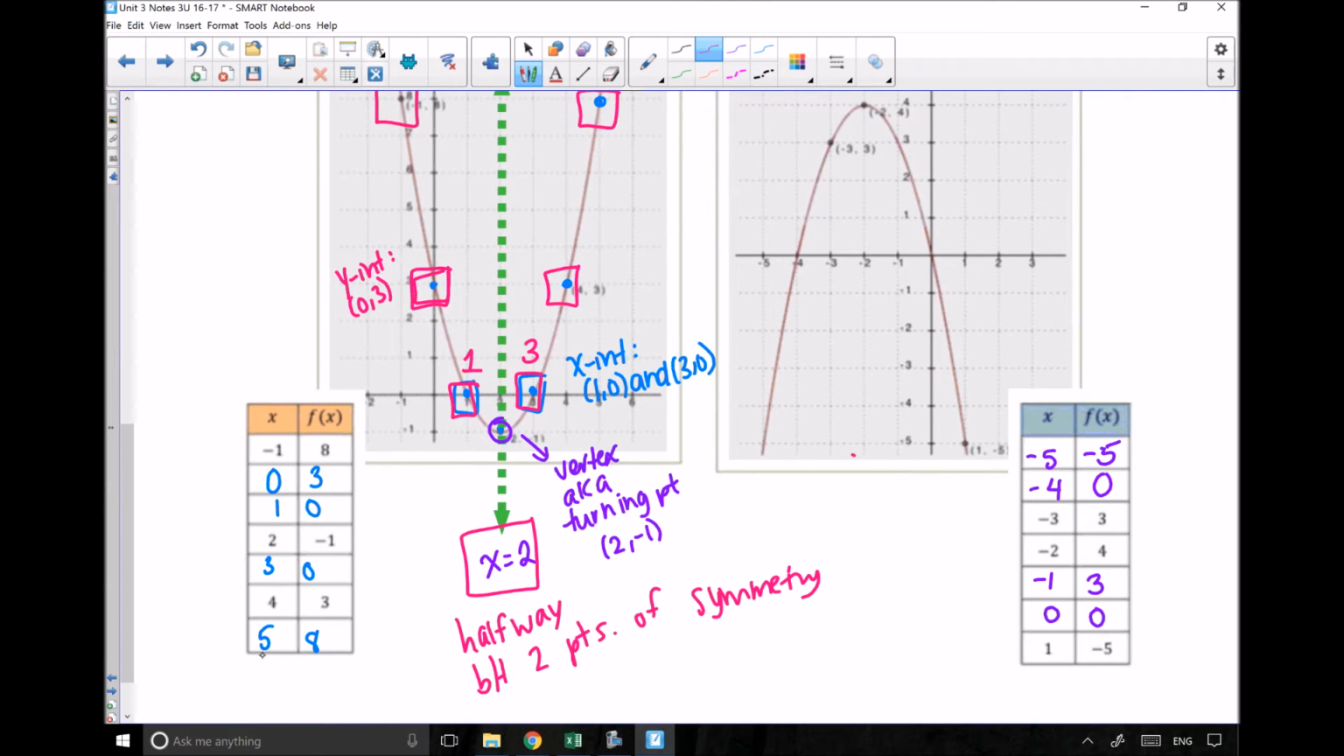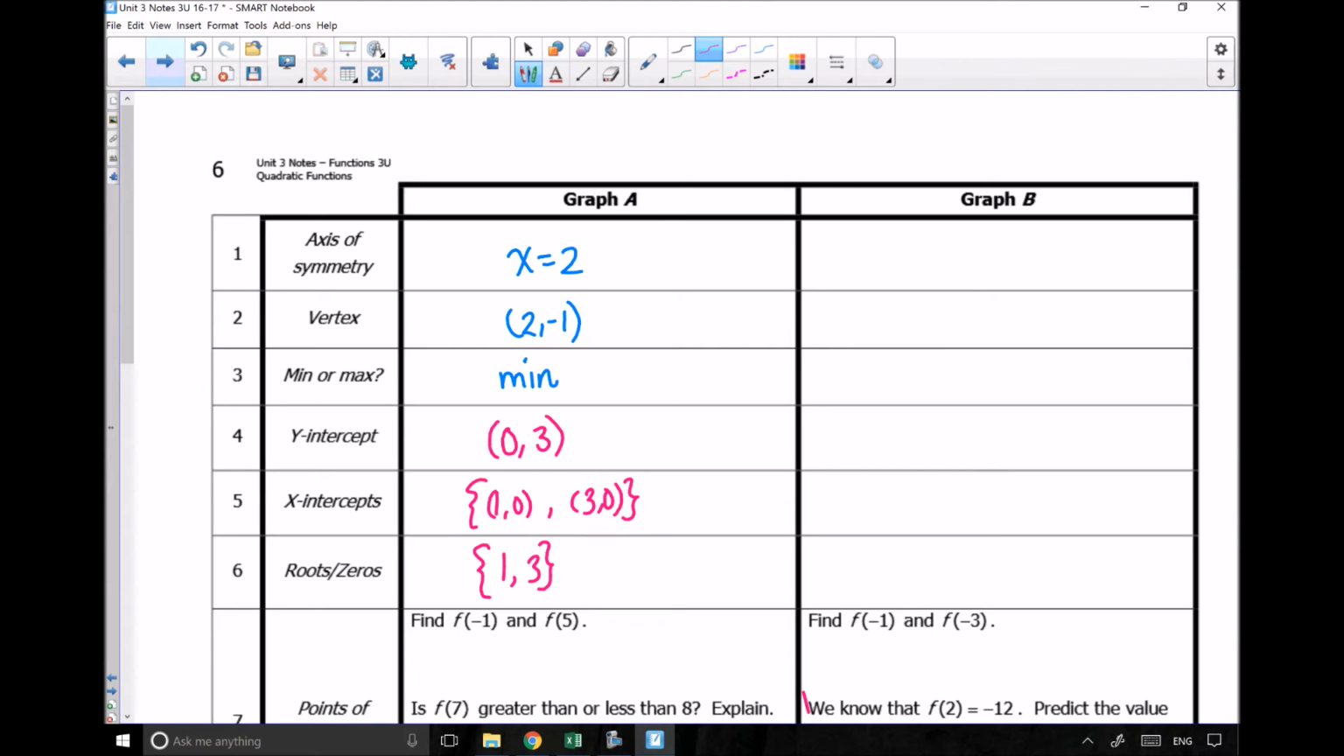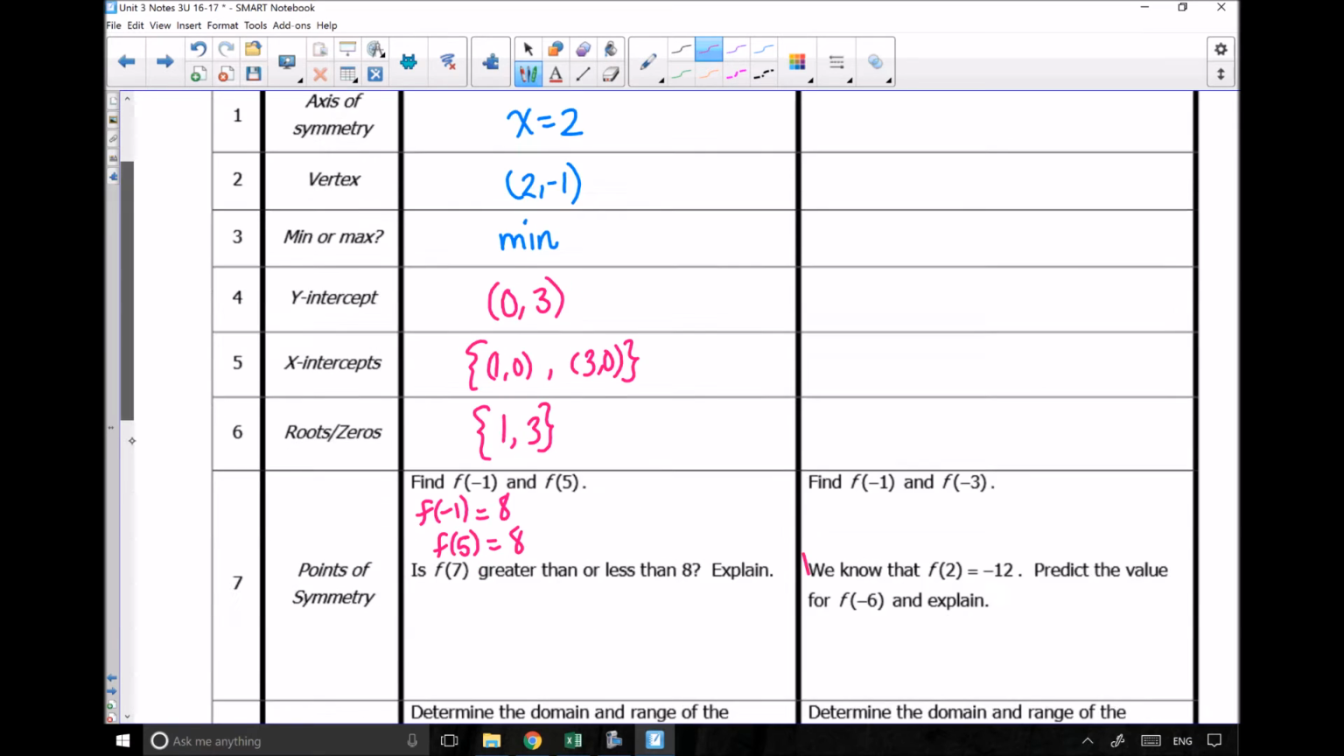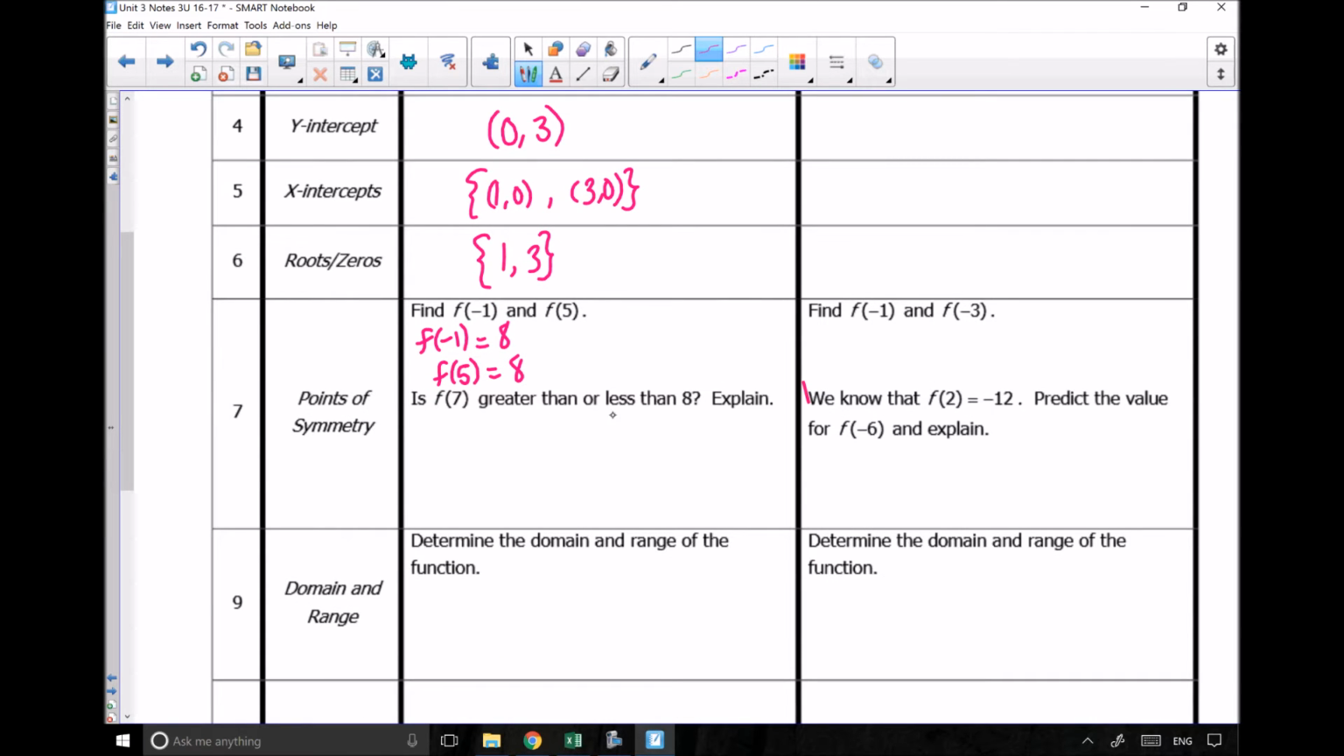Okay, and I can also look at my table to figure those values out. So when I fill this in, I'm going to say f of -1 equals 8, and then f of 5 equals 8. And then it says, is f of 7 greater than or less than 8? And explain. I want you to do that on your own, and then we're going to talk about that together as a class next time I see you guys.